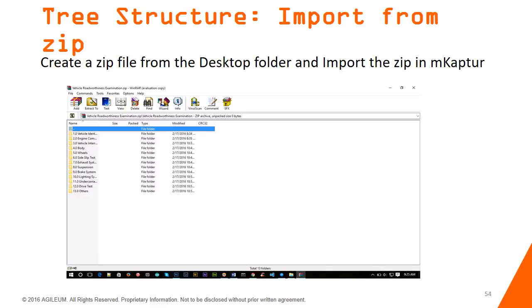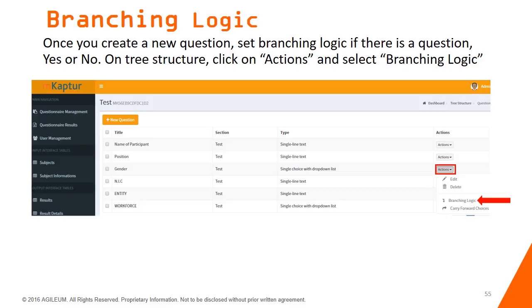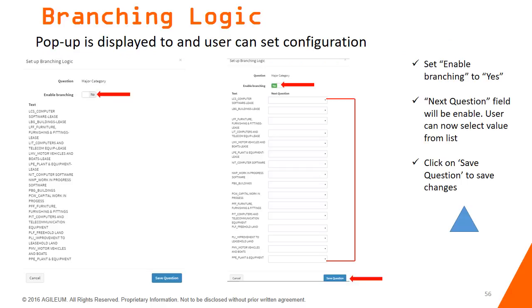Branching logic. Once question is created, user can set branching logic option for questions having no, or, yes as answer. To do so, click on Action, and select Branching Logic to display a pop-up. On pop-up, set Enable Branching to Yes. A new field with title, Next Question, will be enabled. User will be able to select a value from a list. Then, click on Save Changes.